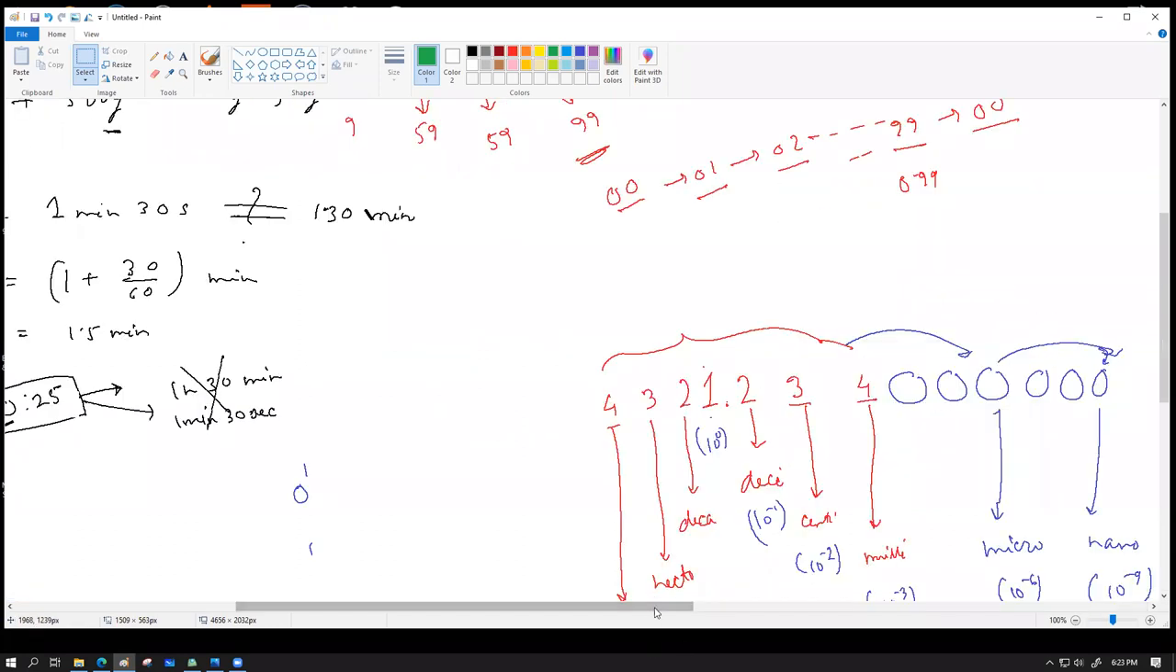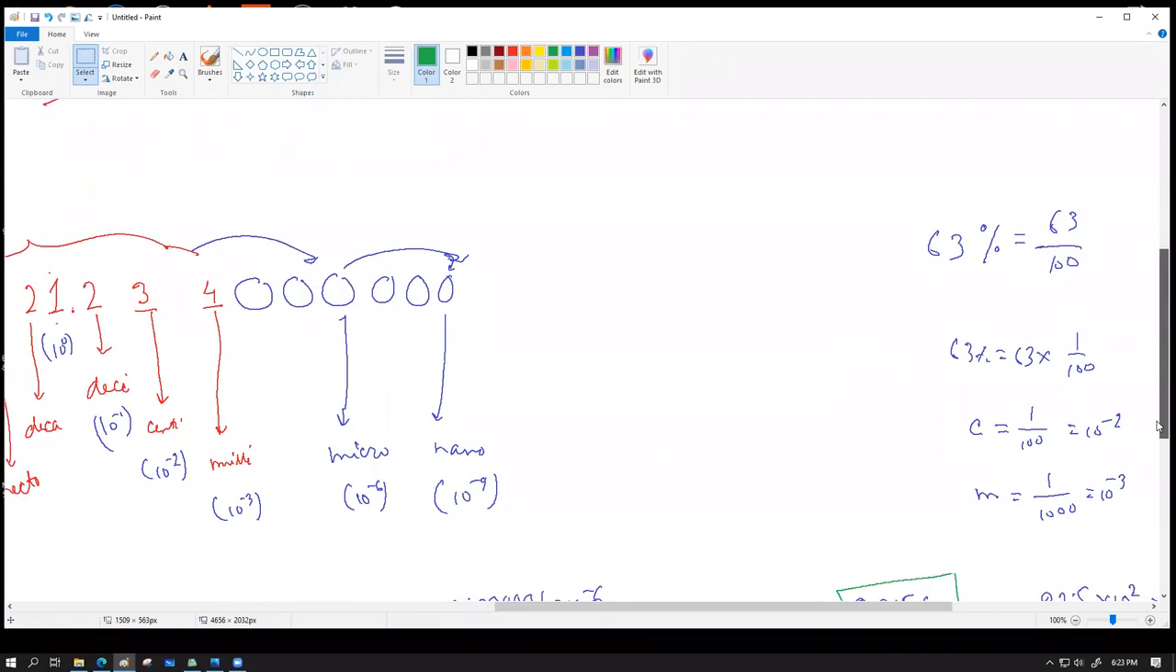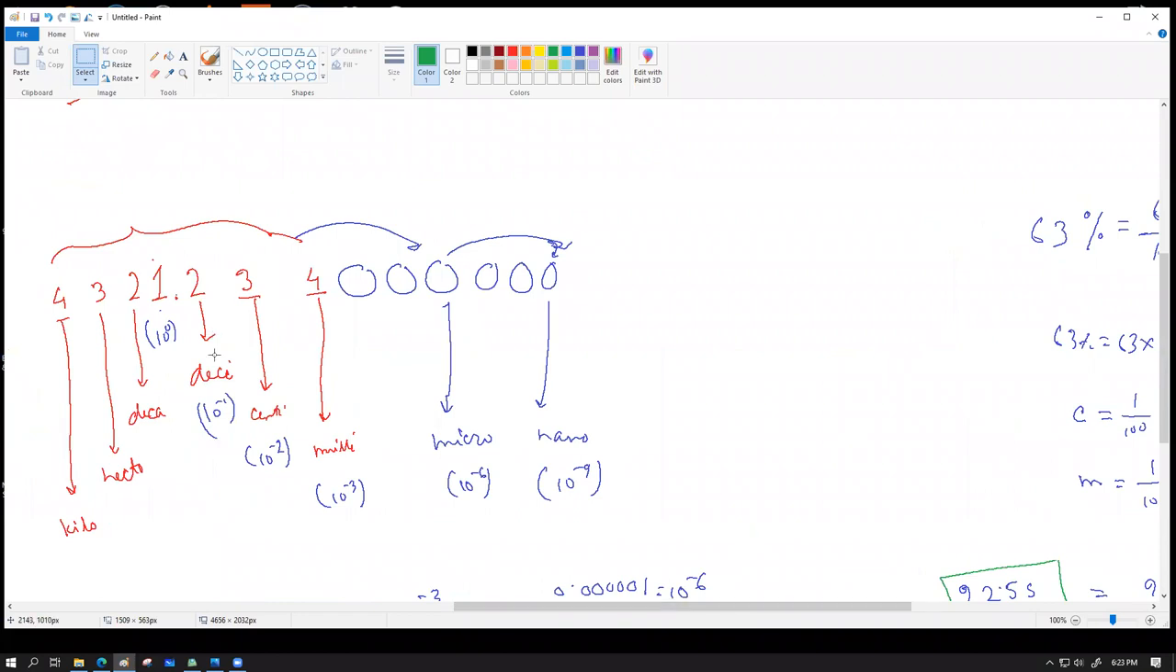It works. So for the next part, let me bring in the whole view to you. This is the unit position. Then we have deci, centi, milli, then three steps: micro, nano, and then if I write three more digits, this is 0, 0, 0. This is going to be pico. The symbol is small p, which means 10 to the power minus 12.